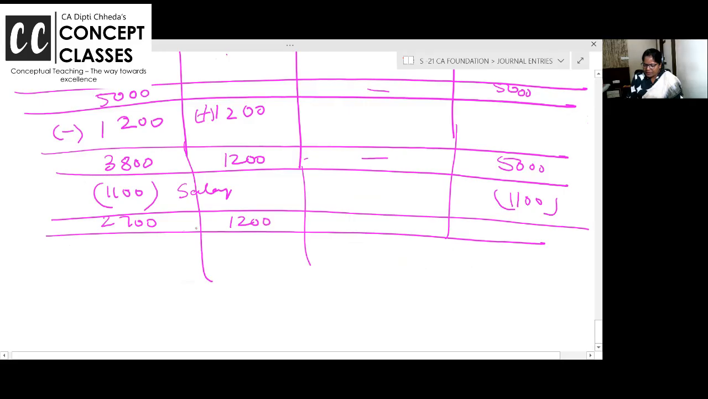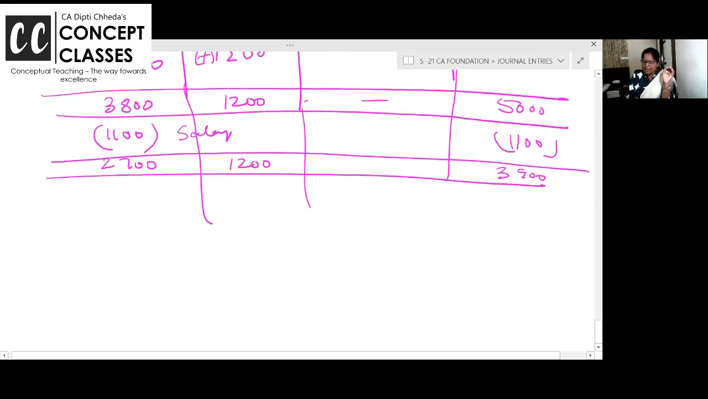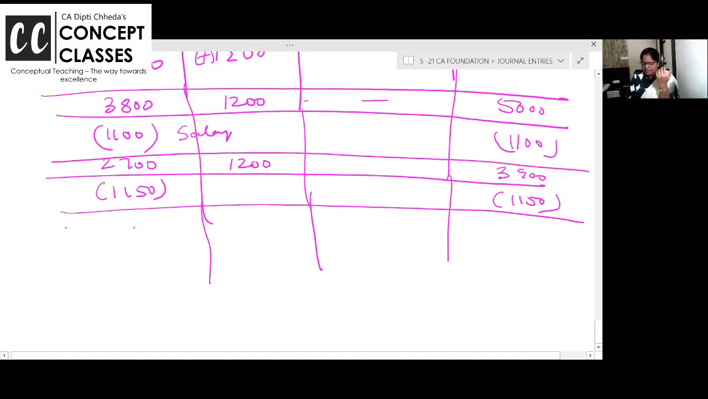2,700, 1,200, 3,900 and capital. Why is the capital reduced? Because you have paid salary. Next, rent paid. Same, 1150 money has gone out, and 1150 capital will reduce because it's an expense.